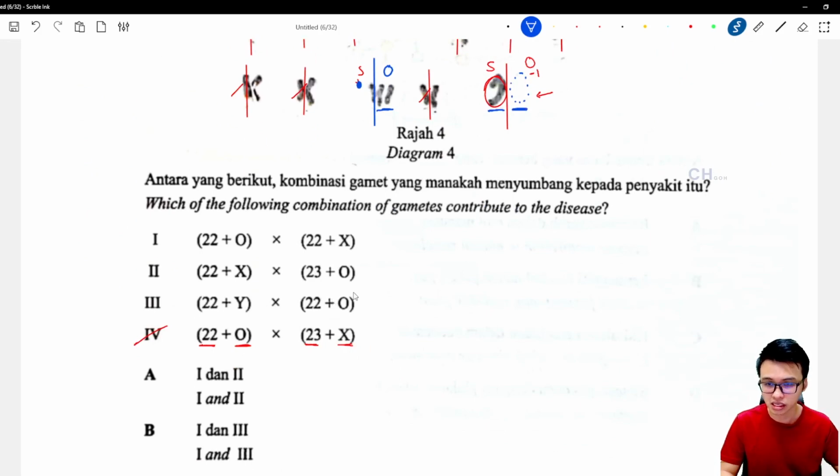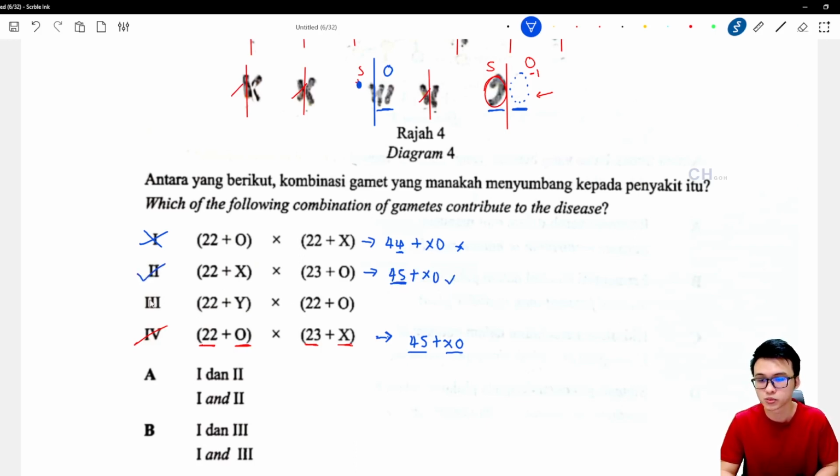So what I can see here is eventually you must get 45 plus XO. Okay, you must get 45 plus XO. You just try to find out 22 plus O, 22. This one will give you 44 plus XO. So this one is wrong because this is not 45. So remove it. 22 plus X plus 23 plus O will give you 45 plus XO. Yes, this one is correct. So option 2 is correct.